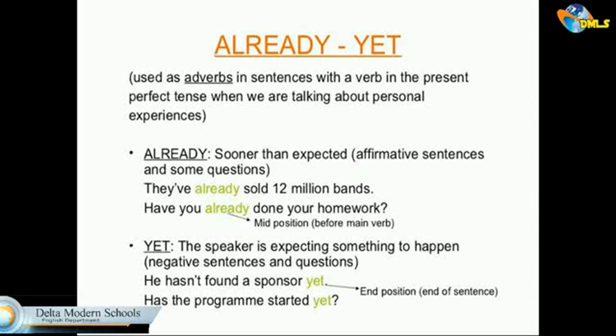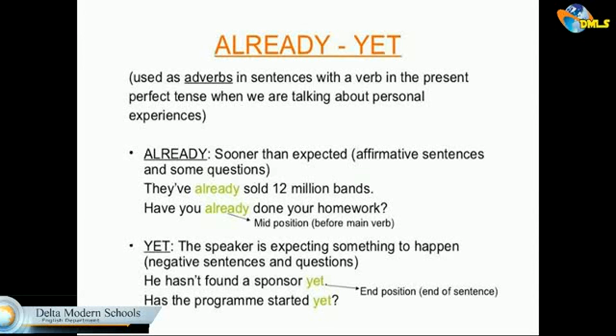Then let's move to the last one for today. We use the keyword yet when we are talking about negative sentences or questions. We use it to express that the speaker is expecting something to happen. For example here, he hasn't found a sponsor yet, or he hasn't arrived yet. Has the program started yet? Has the film started? Have you finished yet?